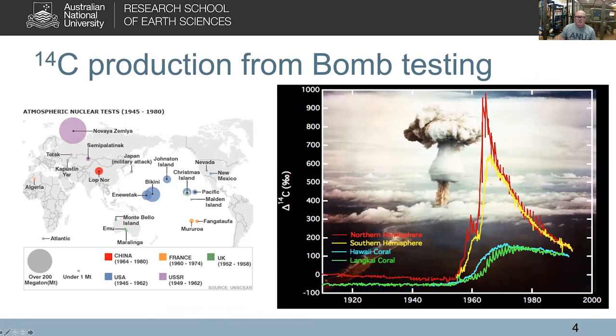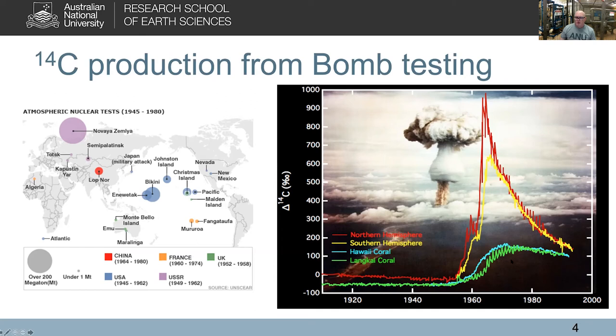So this graph here shows the delta C14, which is essentially the amount of carbon-14 measured in carbon dioxide in the atmosphere. We have two curves here to look at. The data goes from about 1900 to 1990 or so. The red curve is from atmospheric carbon in the northern hemisphere, and it goes up to essentially almost doubling the amount of C14. And then the yellow one is in the southern hemisphere. The northern hemisphere is higher because essentially all of the tests were done in the northern hemisphere, and it takes a little while for that CO2 to spread around the globe.